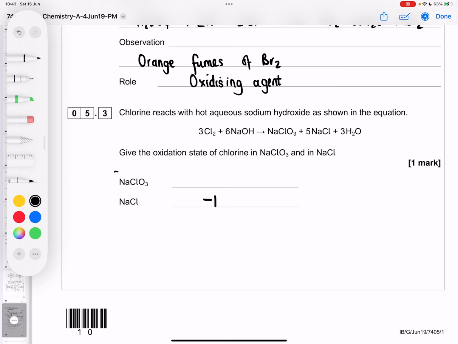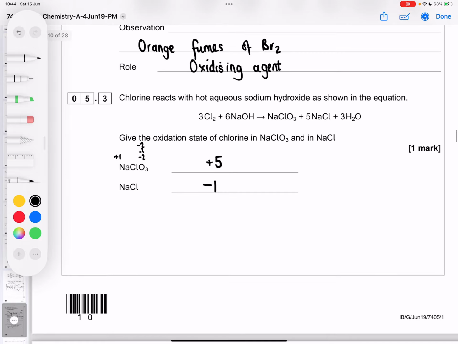In the top one, sodium is +1 and each oxygen is -2. So we've got 1 take away 6 is -5. So we need to add +5 to get back to the neutral charge. So the chlorine in sodium chlorate is +5.